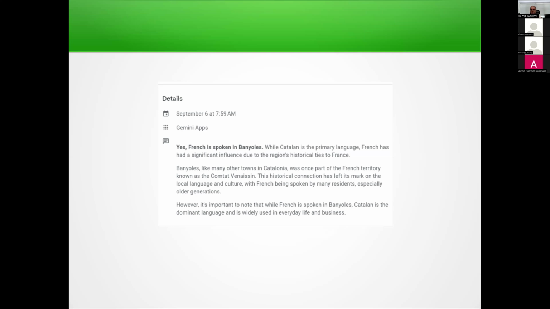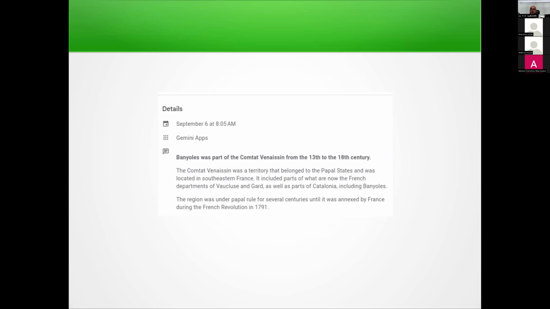So the explanation continued about the Comtat Venaissin, which in the Middle Ages was the apparent reason for this huge influence of France in Banyoles. I was fascinated by that and asked ChatGPT for more information. And then I got all of these details about Banyoles being part of the Comtat Venaissin from the 13th to the 18th century.